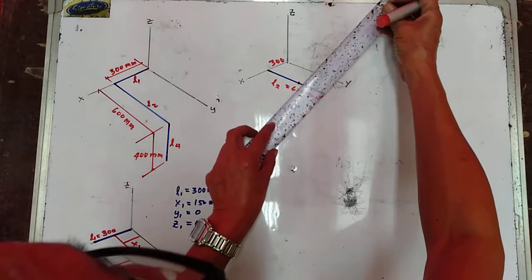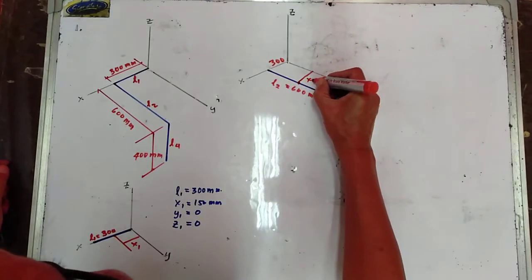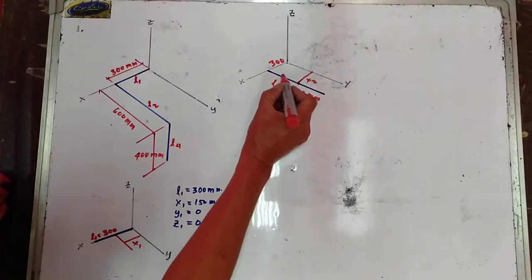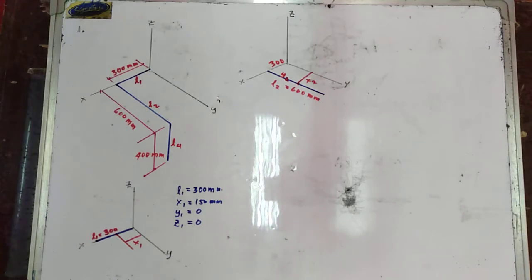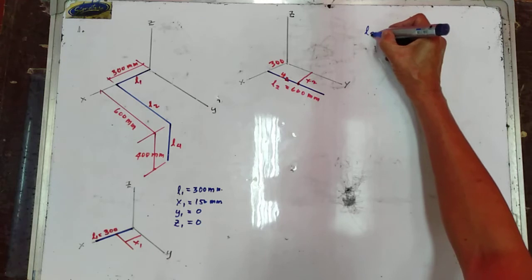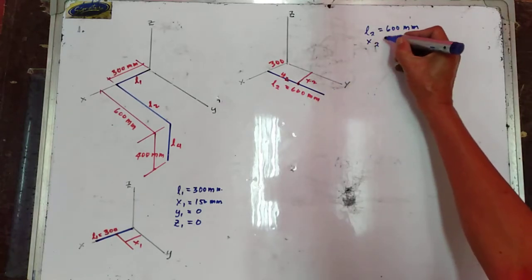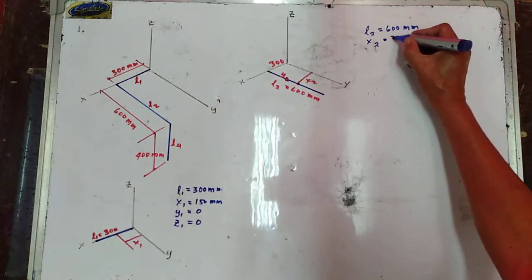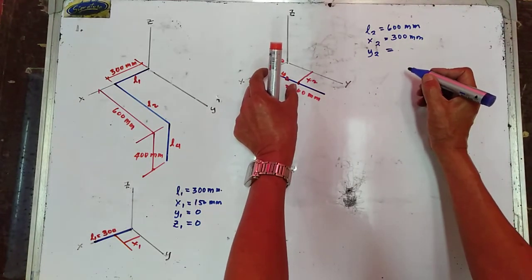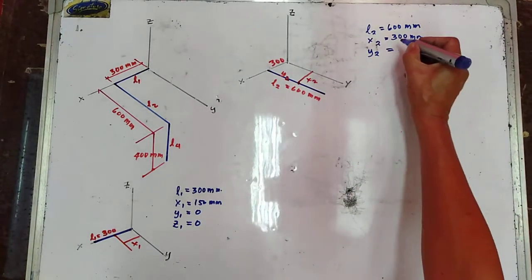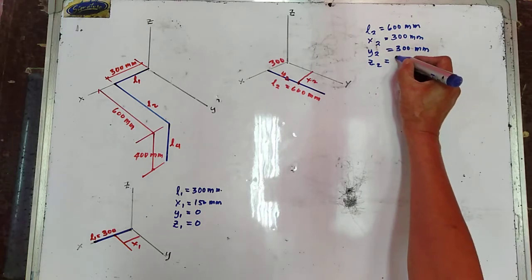Now such that we have your X1. So this is now your X2. For the second line, I'm going to consider this one as X2. And this one in here is now your Y2. Now so that your L2 is equal to 600 millimeter, and your X2 is equal to 300 millimeter. Your Y2 is now equal to the centroid is at the center, 600 divided by 2, and that one is equal to 300 millimeter. And your Z2 is equal to 0.